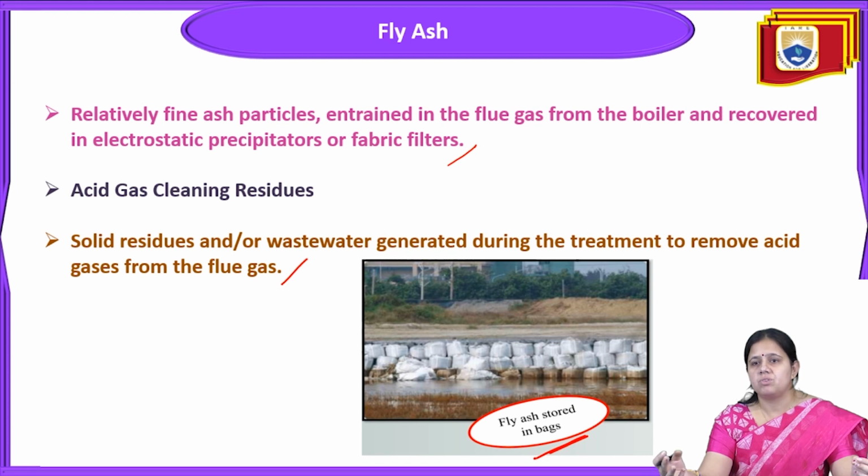Sometimes what happens, fly ash from the soil during the rainy season, due to leaching, enters into the groundwater. So this fly ash will contribute toward water pollution also, groundwater pollution also, air pollution also, solid waste management problem also. So this fly ash is a very big issue, and it is generated anytime. This residue is generated from the wastewater generated in the treatment to remove acid gases from the flue gas.